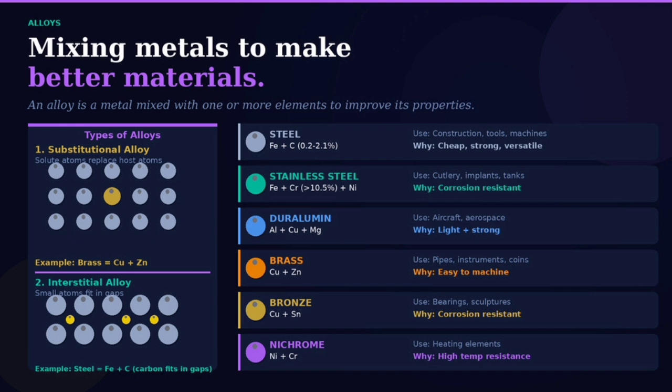In an interstitial alloy, smaller atoms fit into the gaps between the host atoms. Steel is the most important example. Small carbon atoms sit in the gaps between iron atoms, distorting the lattice and multiplying the strength.